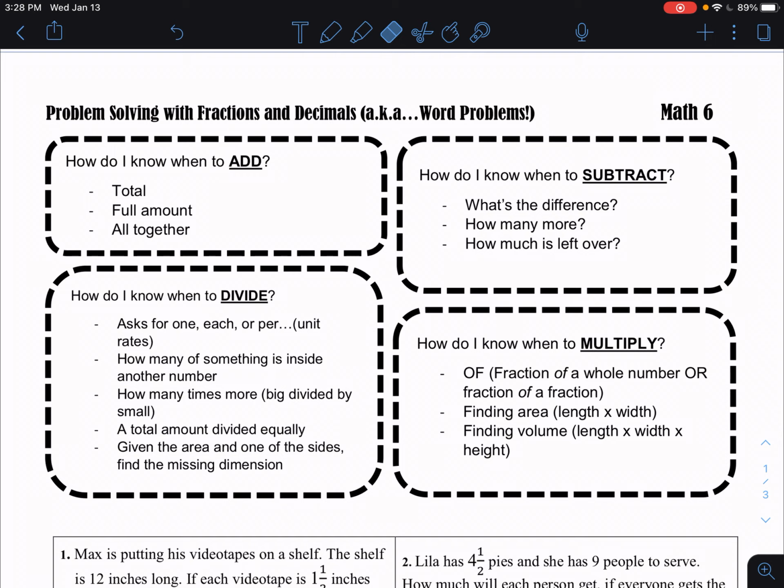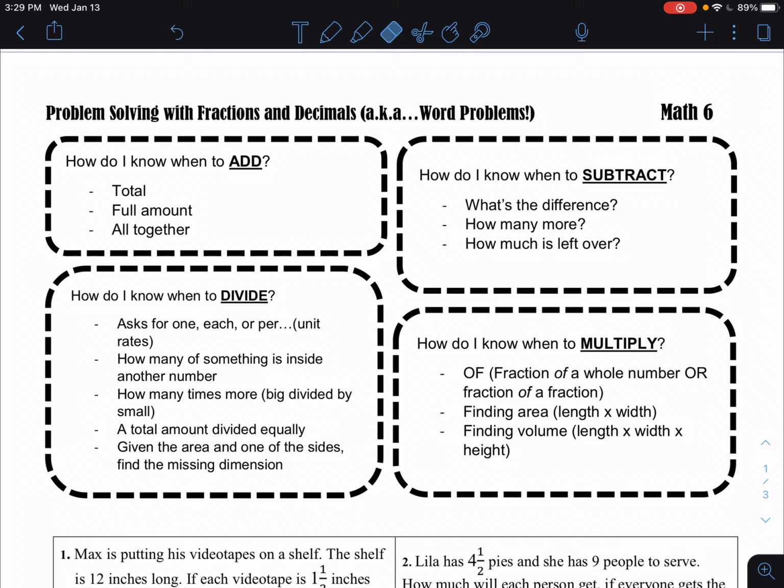How do you know when to multiply? If they use the word of, that means multiplication. So if I have 2/3 of something, or if I ate 3/4 of a bag of chips, or something like that, that's going to mean multiplication. And then area and volume are also multiplication.